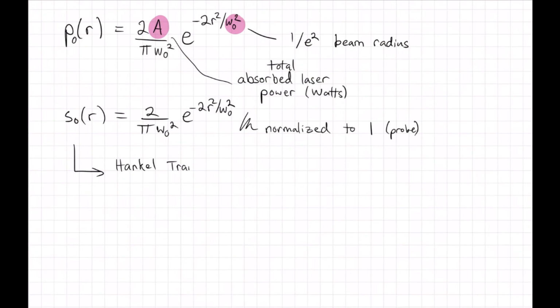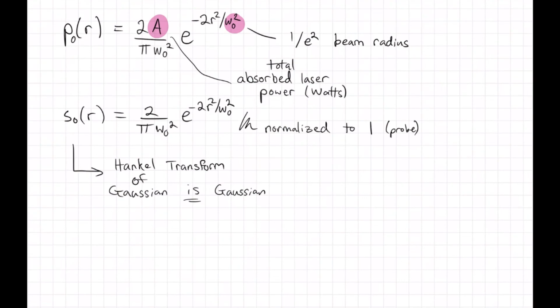So then all we need to do is take the Hankel transform of those two things. But it turns out that a Gaussian, when you take the Hankel transform, remains a Gaussian. And in fact, the normalization terms that are out in front just go away. And so the Hankel transform of the pump beam just has the prefactor A, which is the power, times another Gaussian with the same size and shape, and similarly for the probe beam. And so that's really all there is to it.